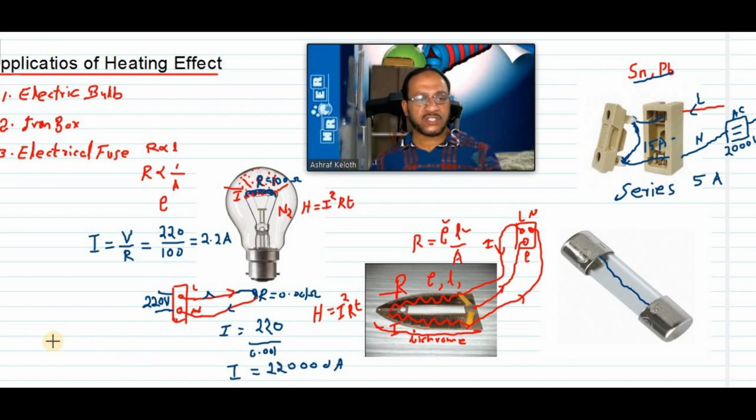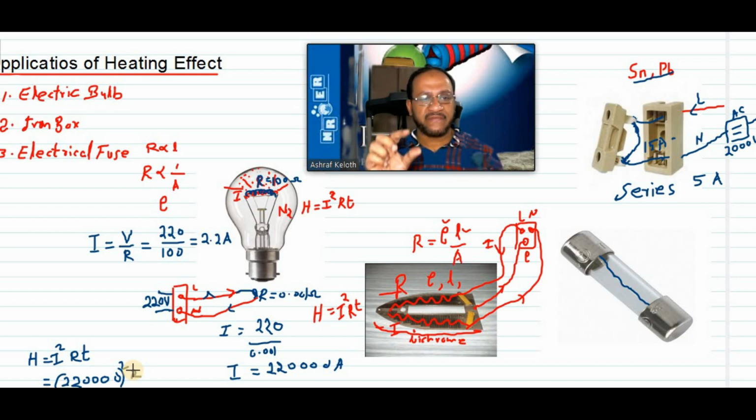When it is 2,20,000 ampere, what will happen? Heating effect, heat energy produced. Heat energy produced by Joule's law is I square RT. Then how much will be the heat energy produced? 2,20,000 is the ampere, square of that. Then before writing R and T, it will start burning, isn't it? 2,20,000 square means a very huge amount of heat energy.